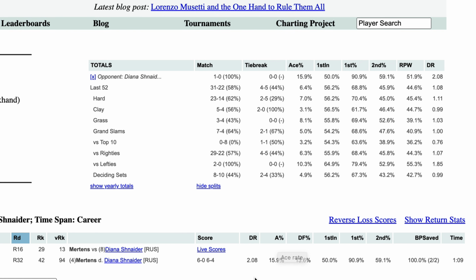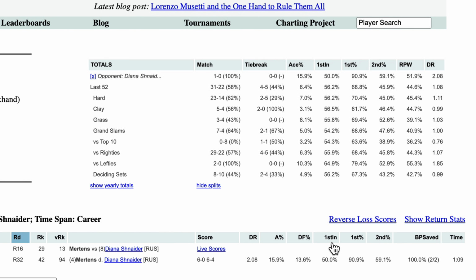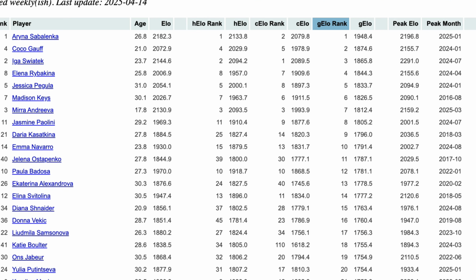A is for the ace rate, DF double fault. Then of course you've got your first serves in, the first serve percent that they won, second serve percent, and you've got the break points saved, 2 from 2, and the time of that match was 1:09.